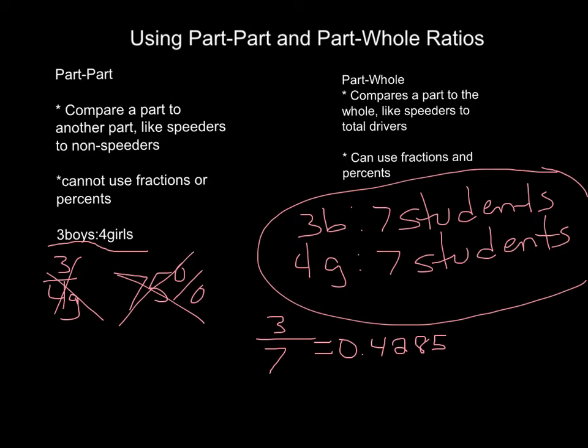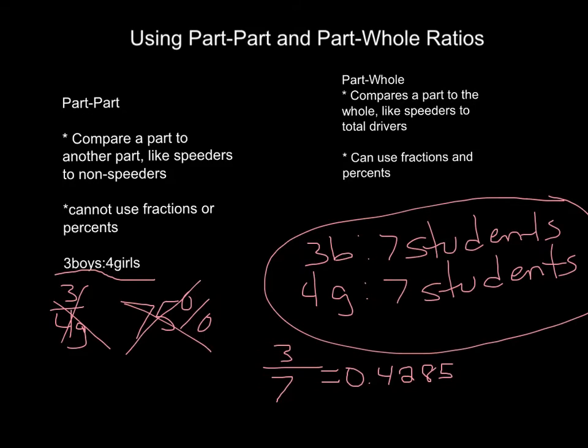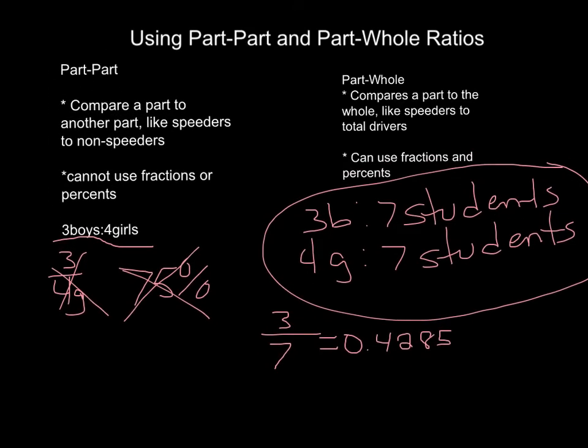Because I'm looking for the percent out of 100, I only need to look at the first 2 spaces after the decimal. But this 8 tells me I need to round that up. So that becomes 43% of the total students are boys.